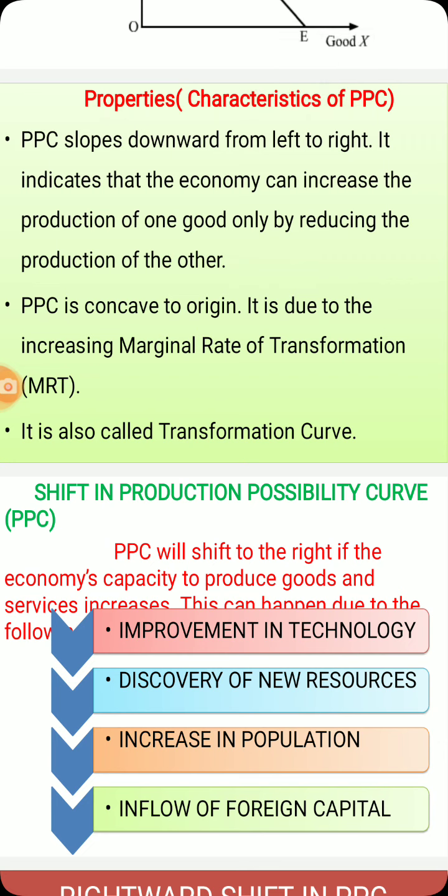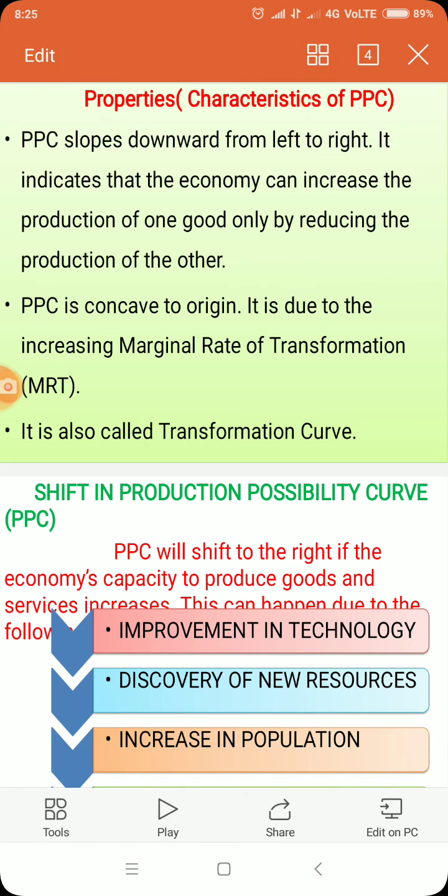Next is, it is concave to the origin. You already know the meaning of convex and concave. So this is concave to the origin. Why is it so? It is due to the increasing marginal rate of transformation. I will be explaining the marginal rate of transformation in my next lecture. This production possibility curve is also called the transformation curve. So you must know that the other name for the production possibility curve is the transformation curve.